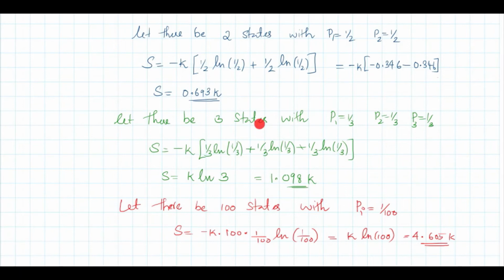Here the number of states increased, the probability of each state decreased, so entropy in effect increases. Let there be 100 states, all with the same probability, so each one will have a probability of 1 by 100. Then entropy S is minus k into 100 times 1 by 100 log 1 by 100. That will give you k log 100, which is 4.605k. So entropy again increased. As the number of states increases, the probability of each state decreases and entropy increases. So an increase in entropy is a measure of statistical disorder. I think now it is clear.